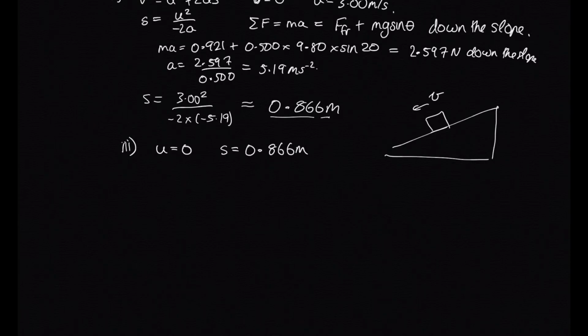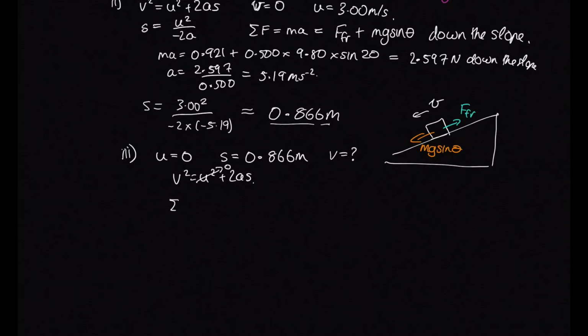Because it's now coming down the slope, the frictional force will be up the slope as it's going to oppose this motion. The weight force is still down the slope, so we've still got mg sine theta down the slope, and perpendicular to the slope, they completely cancel each other out. Okay, so what we want to find is the final velocity v. So we can use v squared is equal to u squared plus 2as. U, we've said, is 0 because it's starting from rest. So we need to find the acceleration in a similar way to part 2.